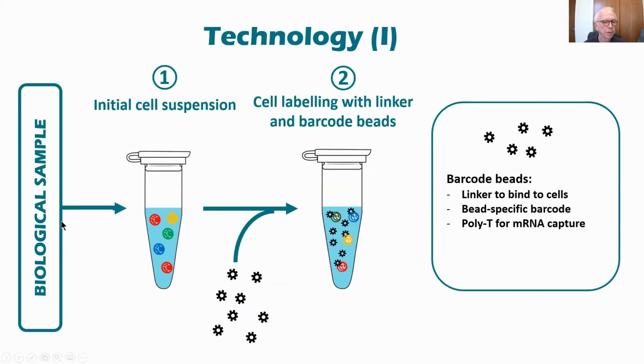So as I said, you always start with a biological sample. In our technique, the sample is put into a cell suspension and the typical barcode beads are added. The specificity of our system is that the barcode beads are connected to the cells directly by a chemical linker. Of course, the barcode beads in the usual way have poly-T tails, and since we know the messenger RNAs have 3' poly-A tails, the messages will end up on the barcodes, and that's the basis for the analysis.